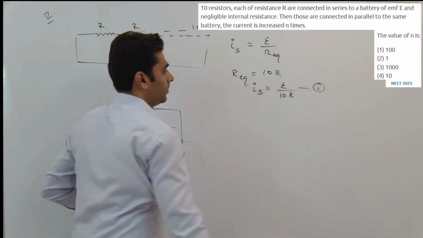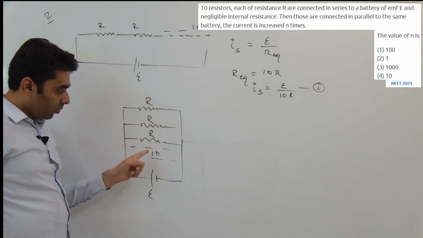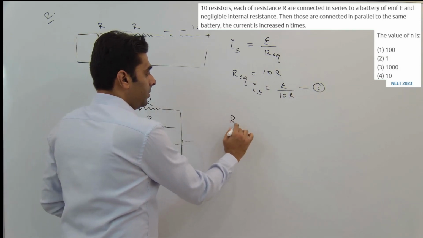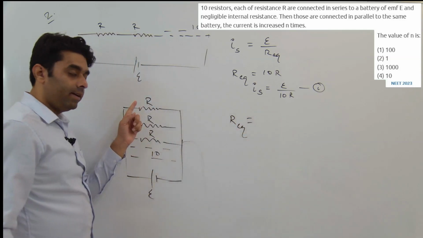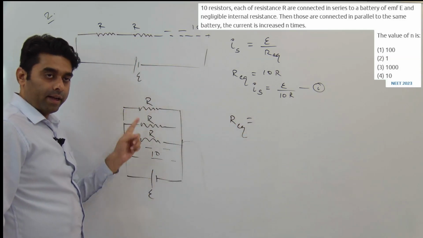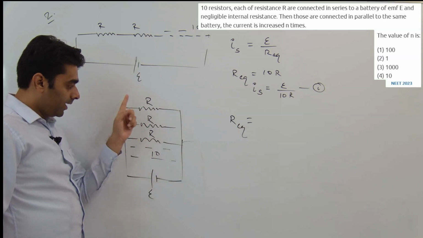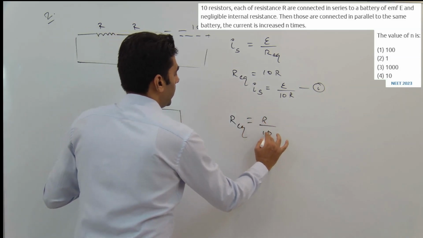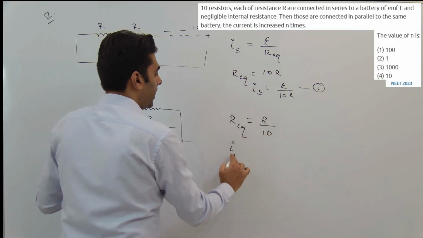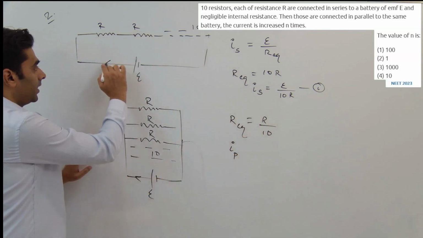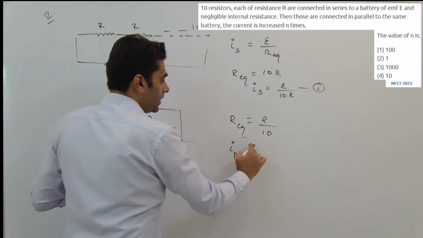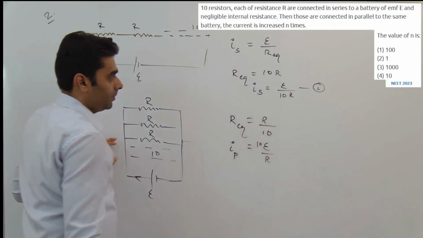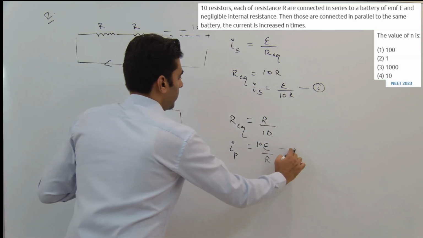Fine, well and good, right? Second, over here if we write R equivalent in parallel, 10 identical resistors R are connected in parallel, so it will become R by 10. Fine, let us write current in parallel. Current flowing in parallel connection will become IP is equal to E by R by 10. So this is our second equation.